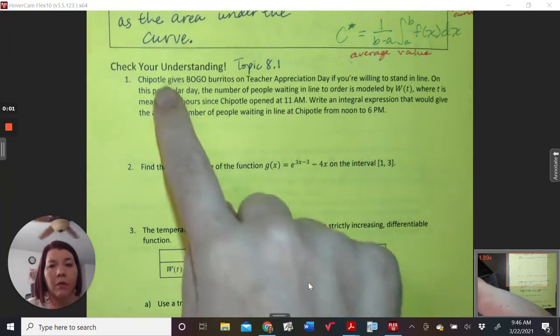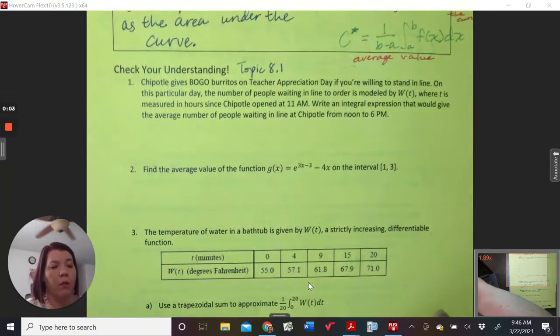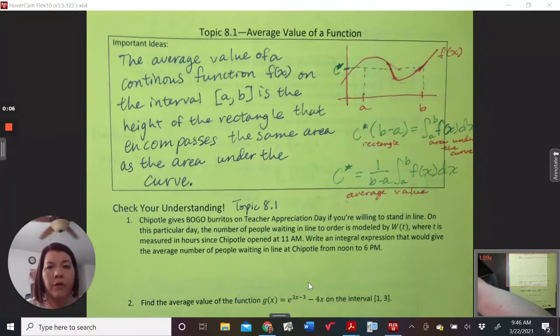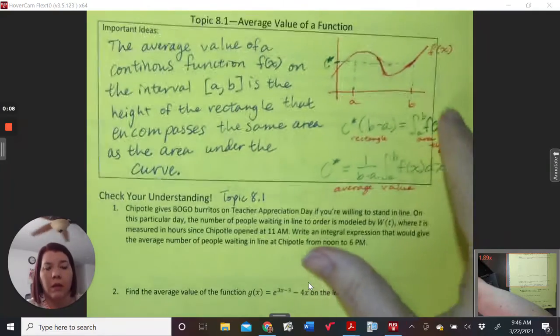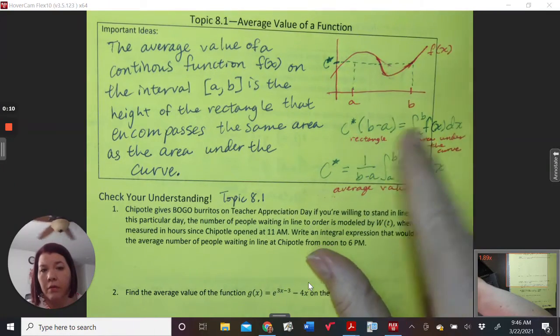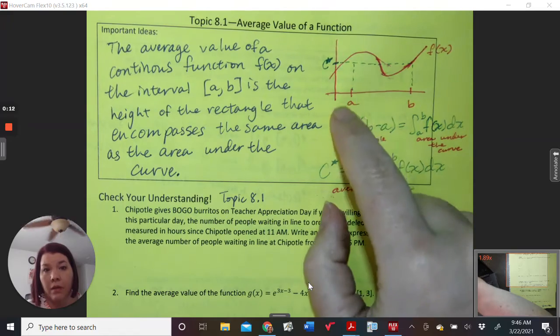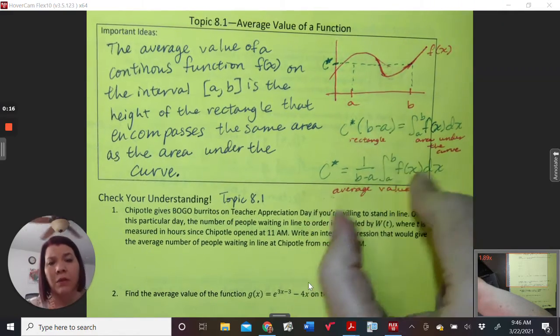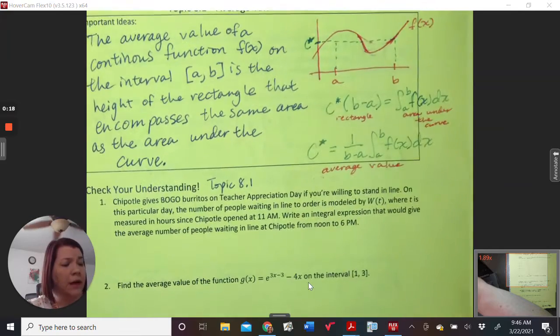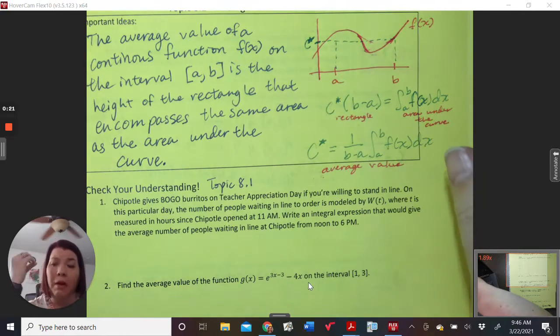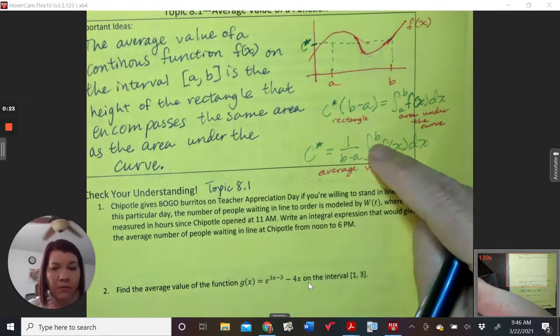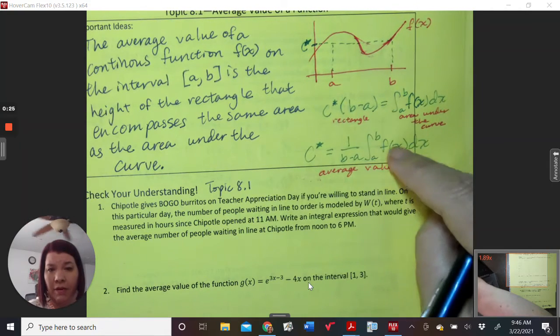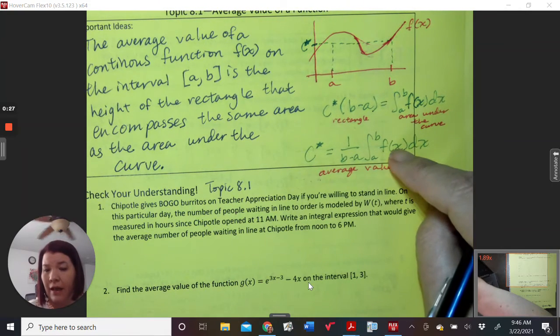All right, so we're doing the check your understanding for topic 8.1, which is average value of a function, which is basically the area under the curve divided by the width, the distance from A to B. That actually makes more sense to me than all the stuff we talked about. It's average. So if we think about average rate of change and what this becomes, which is the capital F of X, right, the antiderivative of f.